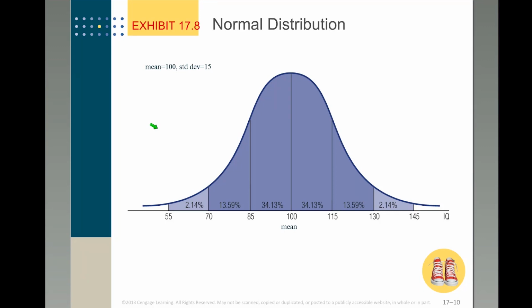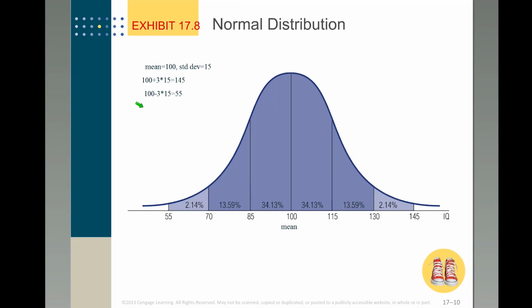What could be the lowest value? What could be the highest value? Okay. What we could do as a rule of thumb is to add 3 standard deviations to the mean. For our case, that's 145. And also subtract 3 times the standard deviation, in our case, which is 55.